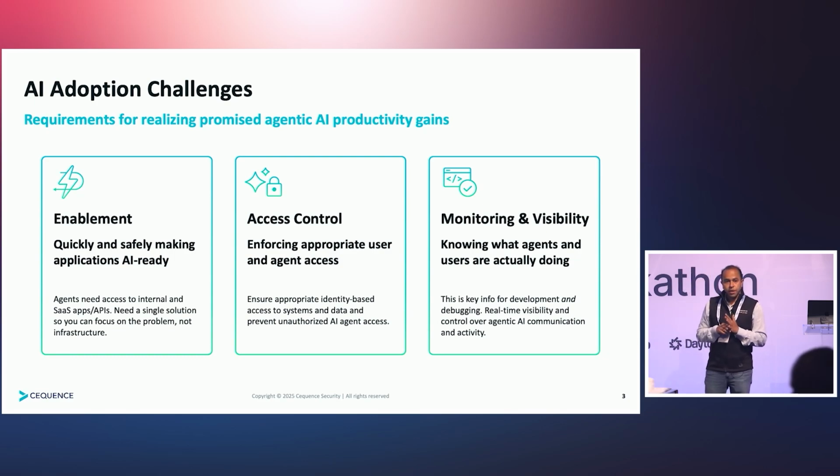The third aspect is day two. When I've rolled out the MCP server and the agent has access to it, what happens when the agent goes rogue for any reason?